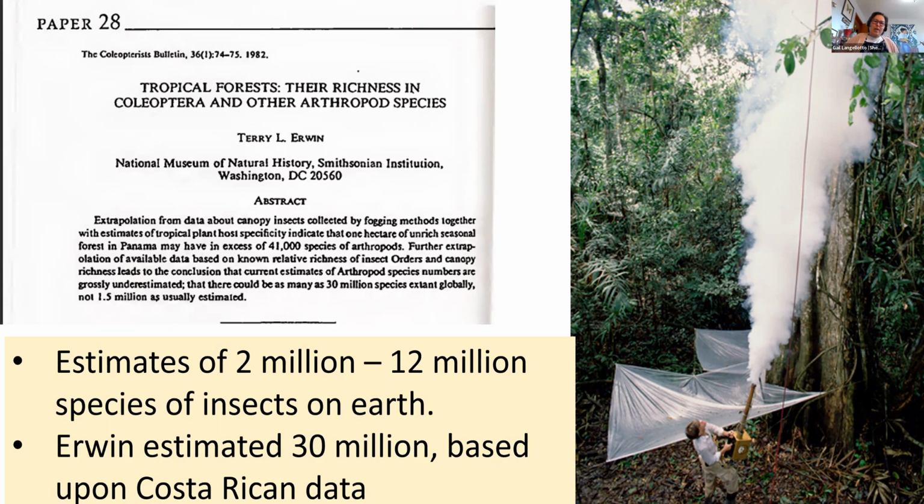So I'd say that today, most scientists think that the number of insect species on Earth is probably going to fall out somewhere around 8 million species. Still an impressive number.